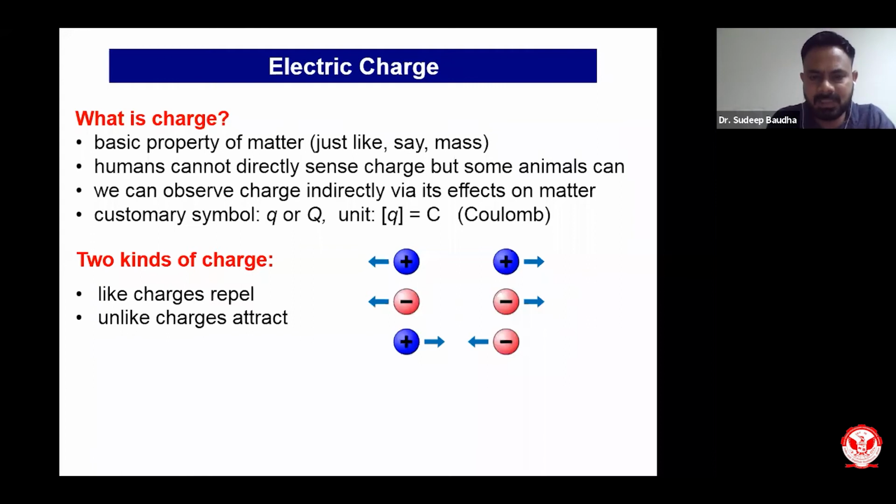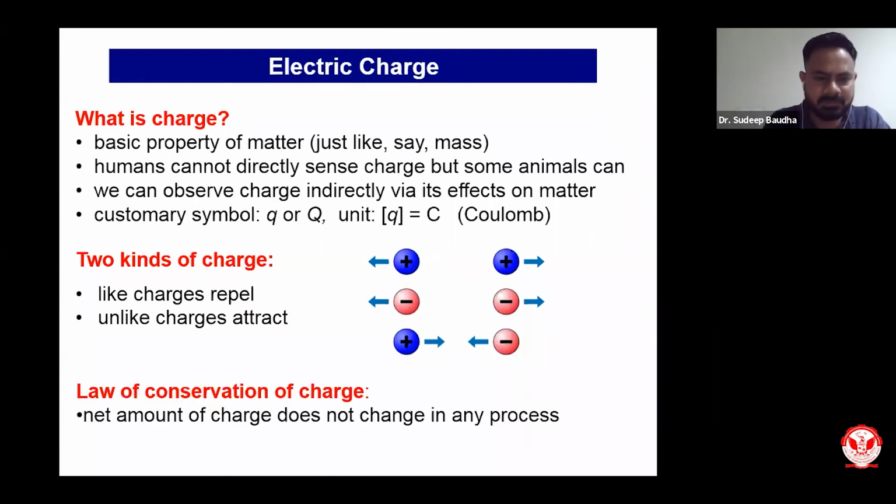You can see if I have one negative charge over here and another negative charge over here, then both the charges will repel each other. Contrary to this, if I have a positive charge and a negative charge, then the positive charge will attract the negative charge. So this is our understanding about charge: like charges repel each other, and opposite charges attract.